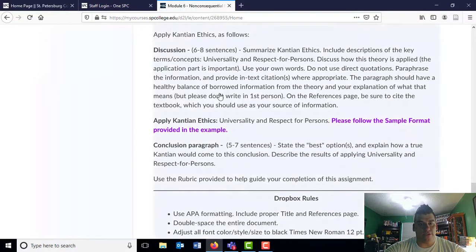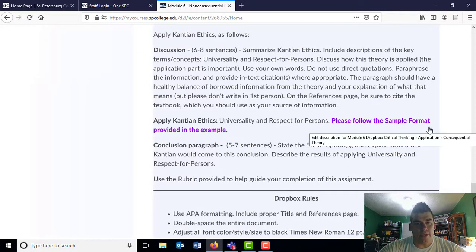So it starts the same. We have a discussion where you have 6 to 8 sentences where you're going to explain, summarize Kant's theory and how it's applied. You're going to cite the textbook throughout this paragraph in text. If you don't cite the textbook, you're going to be penalized heavily because that's plagiarism. Because you didn't write the theory, you're borrowing somebody else's thoughts on the theory. So you need to document that appropriately.